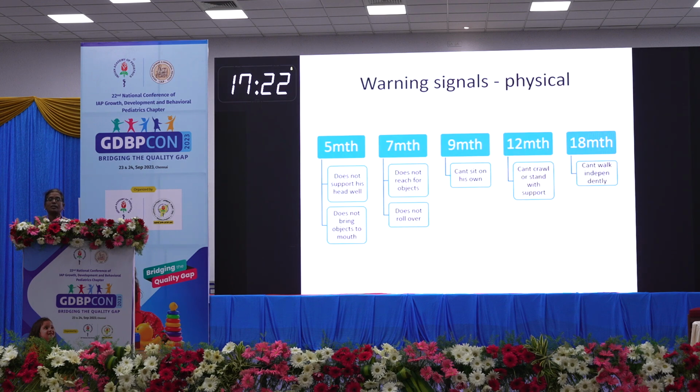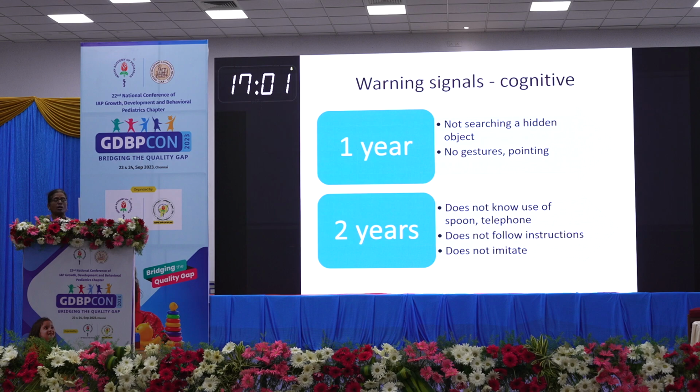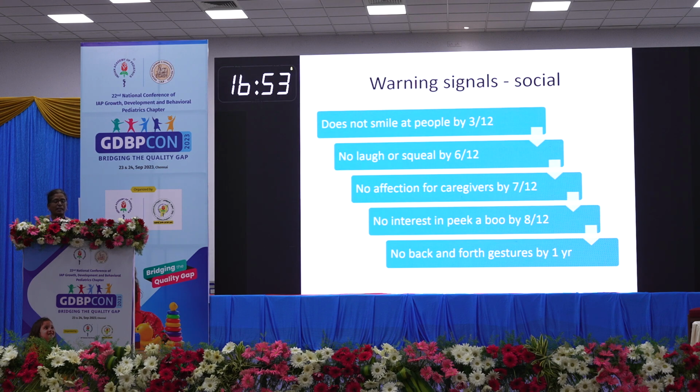So what are the warning signs? If the child doesn't support his neck well by 5 months, doesn't reach for objects by 7 months, or doesn't roll over by 7 months, can't sit on his own by 9 months, and can't crawl or stand even with support by 12 months, and cannot walk independently by 18 months, then it is a warning sign. Coming to the cognitive domain, not searching for a hidden object or no gesture or pointing by 1 year, doesn't follow instructions and doesn't imitate by 2 years, again it's a warning sign.